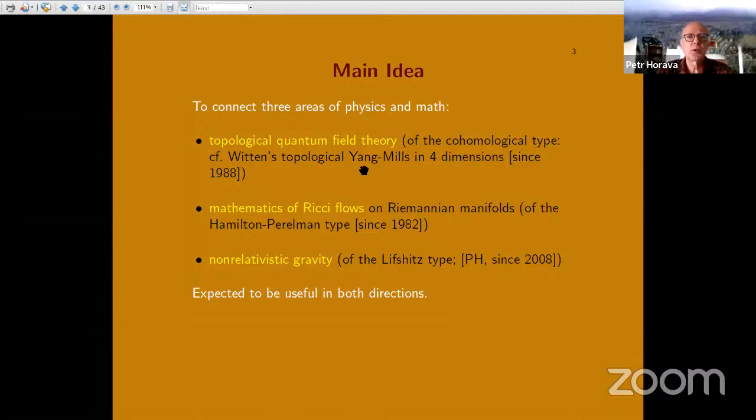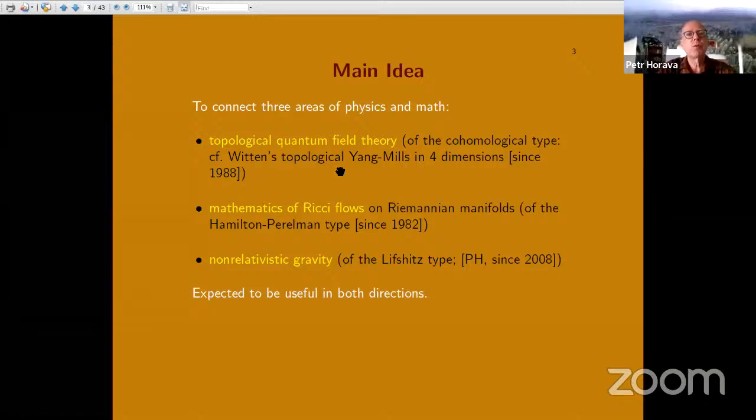The typical example of such a topological quantum field theory of the cohomological type is Witten's original topological four-dimensional Yang-Mills theory, which is built around the solutions of the instanton equations and localizes the path integral to the moduli space of instantons. And of course, we all know how influential that particular construction has been over the decades now in influencing both physics and mathematics. Many beautiful results have been established on the mathematical side as a consequence of proposals and conjectures made by the physicists. So this is a very fruitful area of physics and mathematics, which certainly deserves to be even further enhanced.